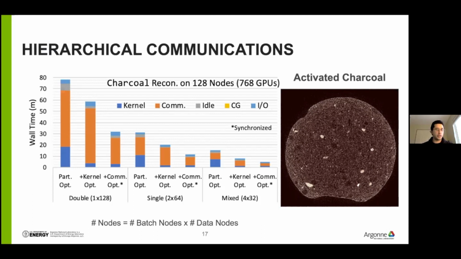Here we only consider the data and batch partitioning, and also the Hilbert ordering optimizations, and what the execution looks like in that case. With kernel optimizations, we also consider the mini batch here and how it improves the execution time. And with communication optimizations, we further consider the communications, which I haven't talked about yet.